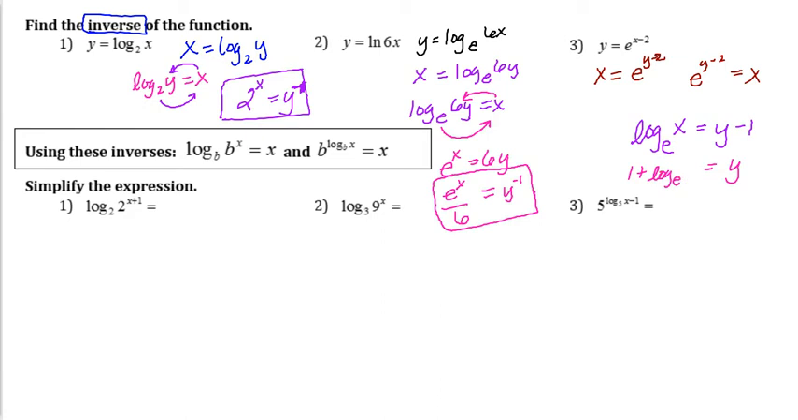Oh, and you know what? Instead of writing log base e, let's make this natural log, because that's proper form. So let's make this proper form natural log of x. And let's give this its proper -1 notation to declare this the inverse.